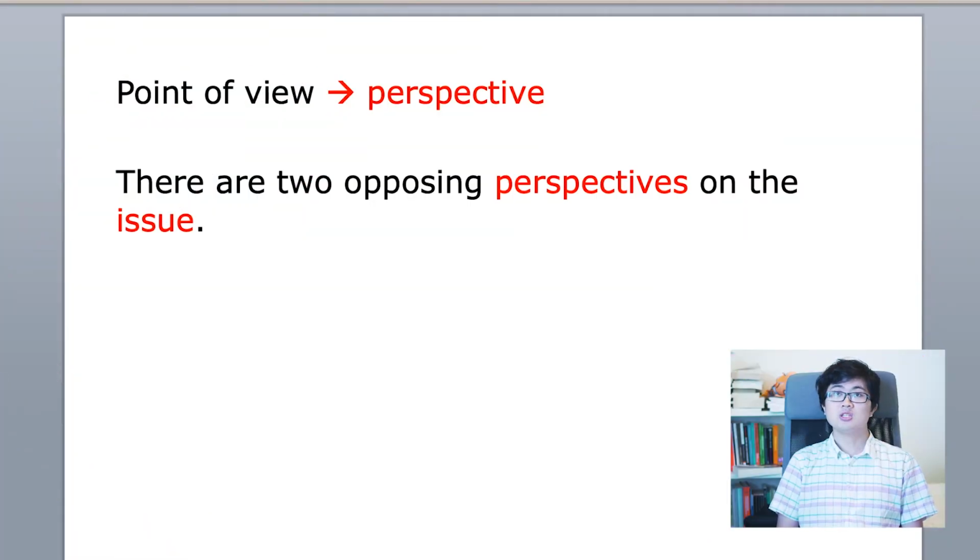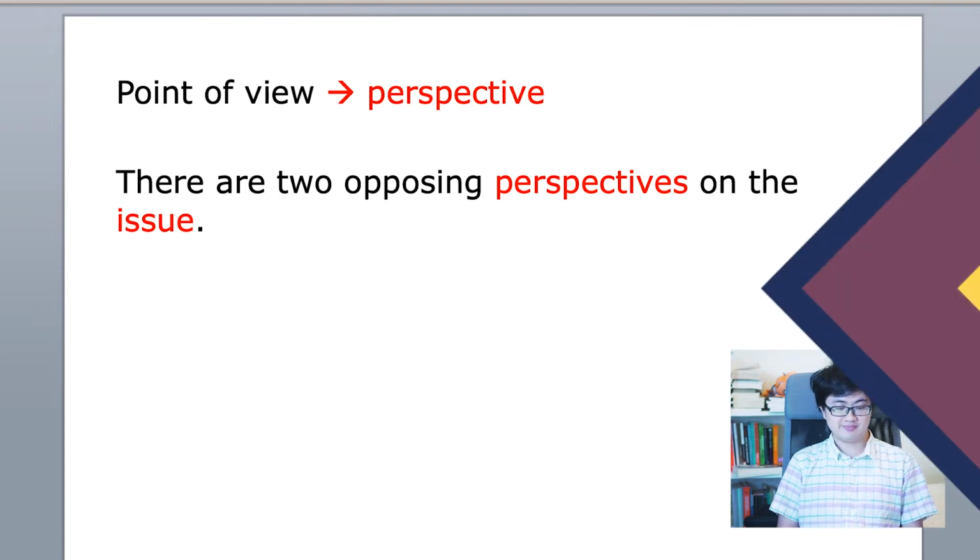The next word to use is perspective instead of point of view. For example, you can say there are two opposing perspectives on the issues. In this sentence, we have two academic words.